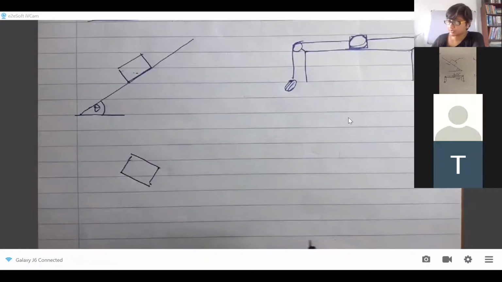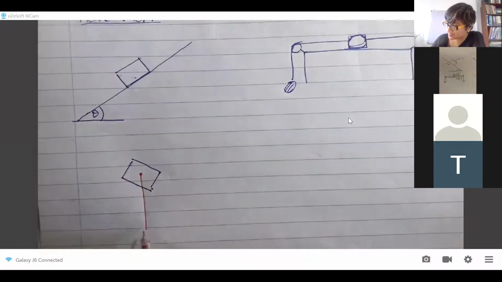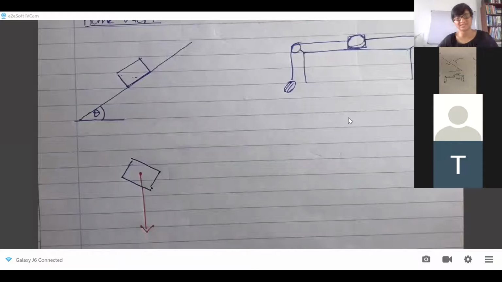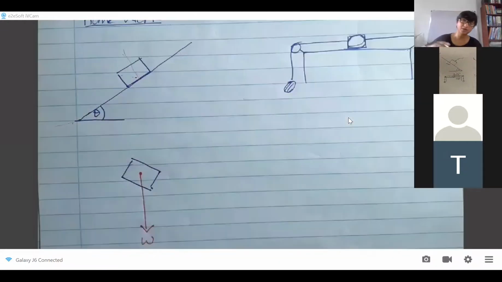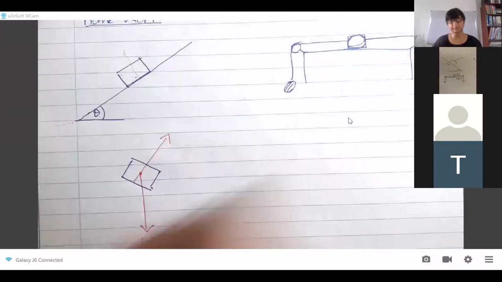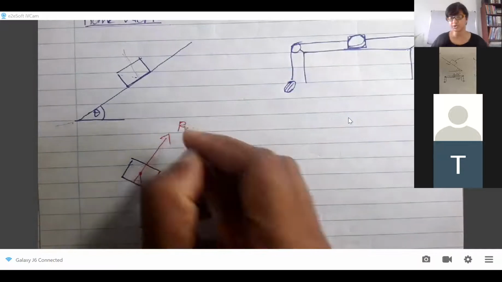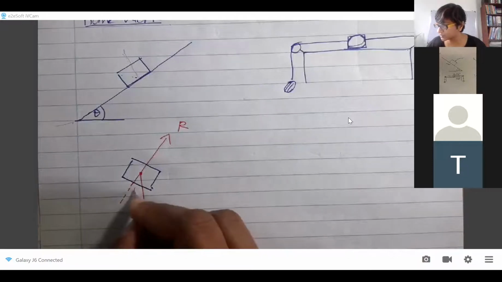So you would have the weight acting from the center of gravity downwards. Weight is always vertically downwards. You might be on a slant surface, but your weight acts vertically downwards towards the earth, right? But your reaction force from the slope would be perpendicular to the surface you are standing on. Your normal reaction force would be perpendicular, and the angle between these two would be theta.